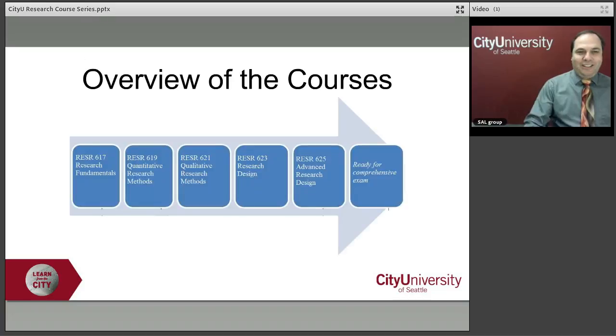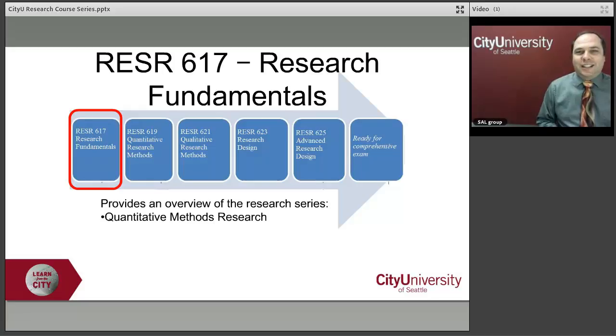Now, as you can see on this first slide, the research series involves 5 courses. What I'm going to do now is just review each of these courses in general terms and provide some additional information as we go. The first course in the series is RESR 617, and as the slide says, it provides a general overview of all of the courses in the series.